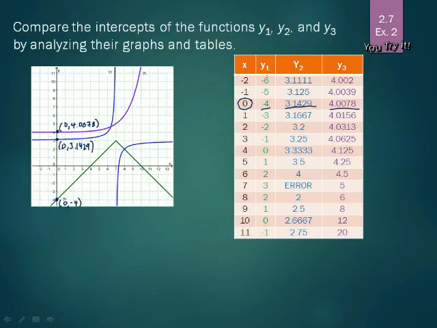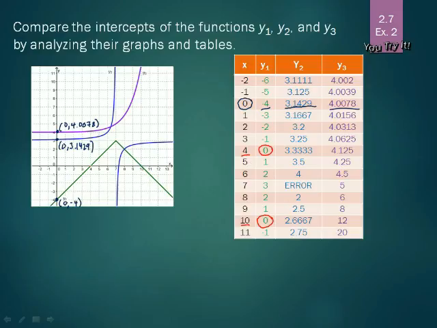Looking at y1 in the table first, we see y is 0 when x equals 4, and y is also 0 here when x equals 10. So there should be 2 there. Then at y2, looking for 0, we don't see one there, and at y3, we don't see one there either. That doesn't mean they don't have an x-intercept, it just means it's not one of these integers, -2 through 11. So we'll look at the graphs and see what we get.